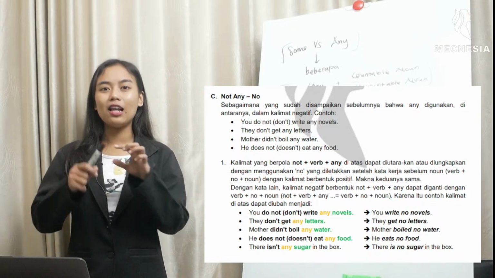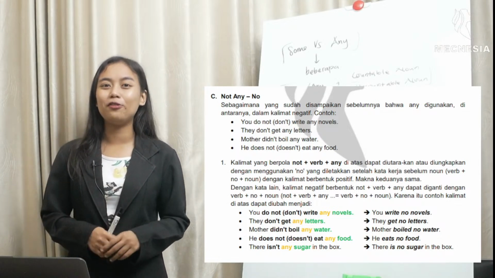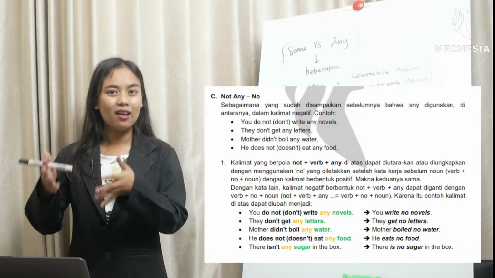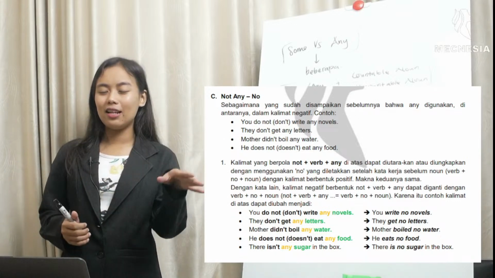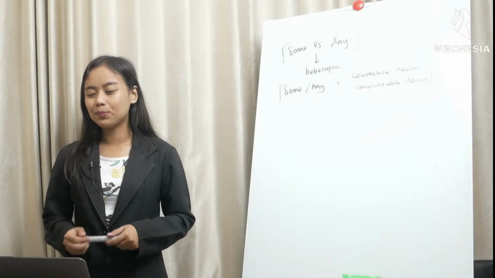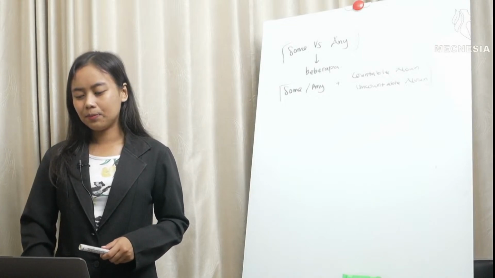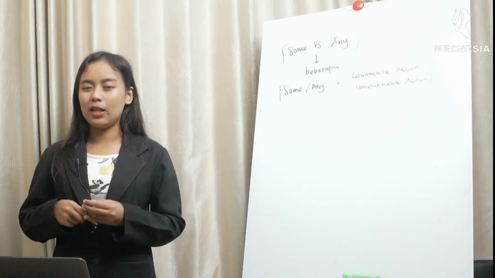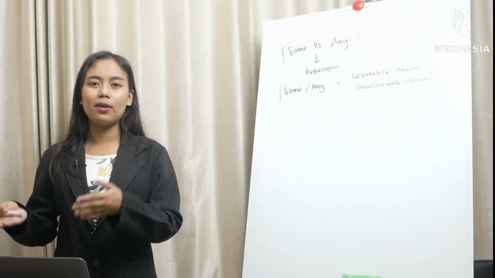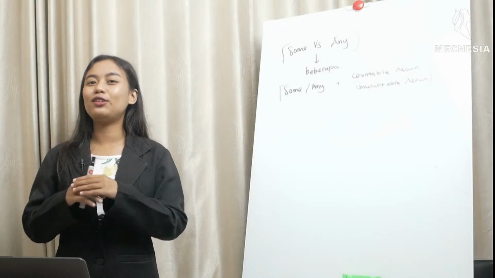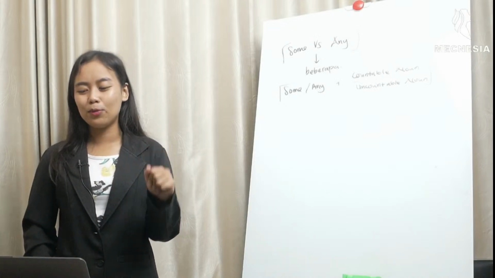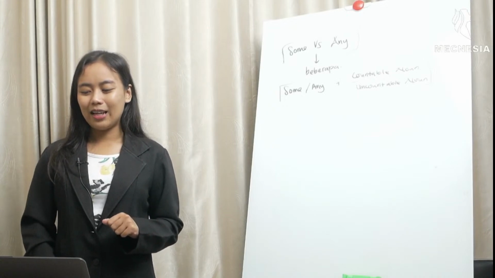Oke, di sini pola kalimatnya jadi pola kalimat positif tapi ditambahkan kata no. Tenses yang digunakan sesuai dengan tenses awal kalimatnya. And then, but it has the same meaning, tapi dia memiliki arti yang sama dengan menggunakan not any. So there's no difference in meaning. Gak ada perubahan maknanya. Okay, the next one.